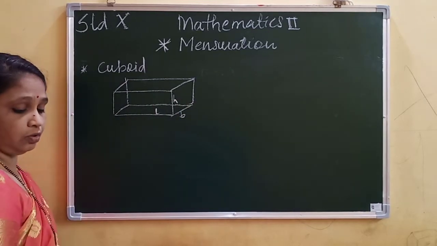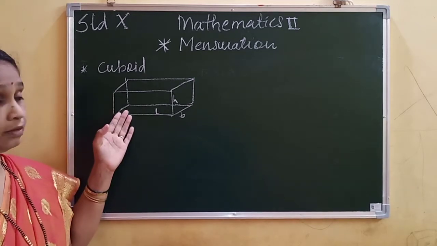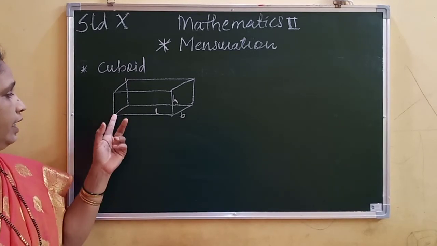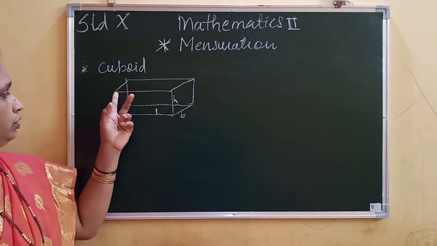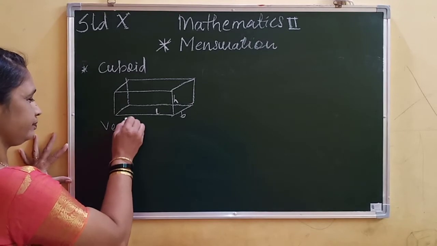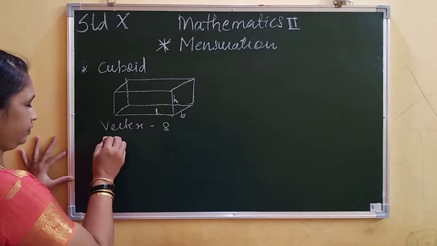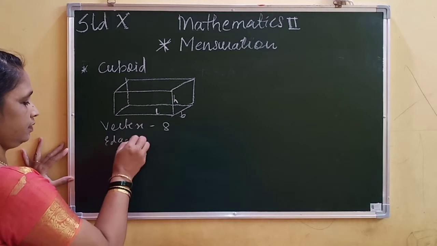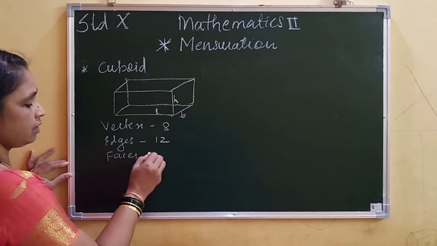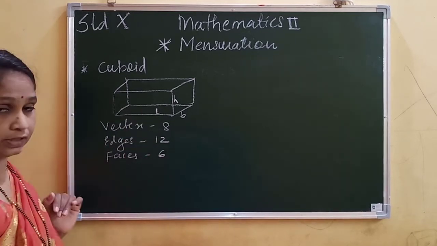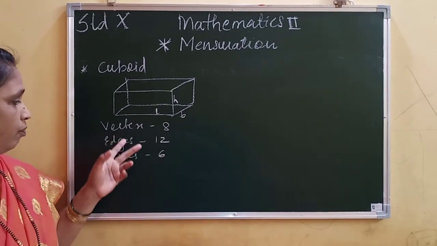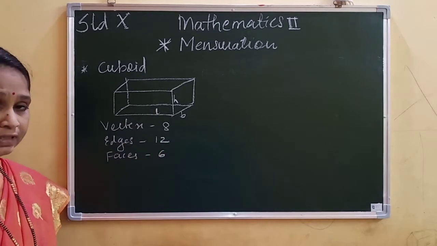Okay, so again we have to see its vertices. Cuboid is also having 8 vertices: 1, 2, 3, 4, 5, 6, 7 and 8. Vertices 8. Edges, edges are 12, and faces. How many faces is a cuboid having? 6 faces. Okay, so cube and cuboid have the same components: vertices 8, edges 12 and faces 6.